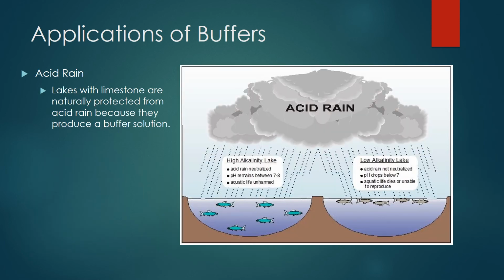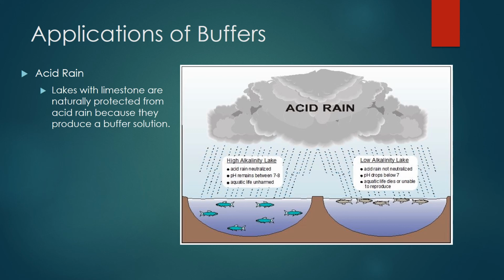Another application of buffers is looking at how bad acid rain is going to affect a lake. So if we have a lake with a limestone bottom, they're actually naturally protected from acid rain because they will produce a natural buffer solution. So if we have an area that's affected by acid rain, we can look at what type of bottom it has in the lake. If it's something with limestone, then probably that lake will be okay.